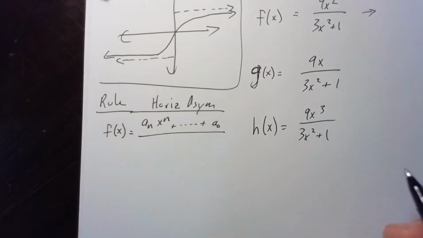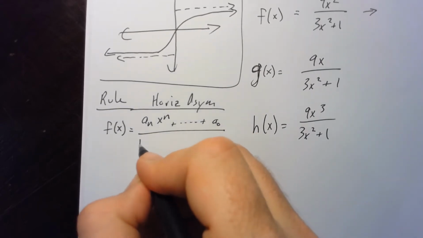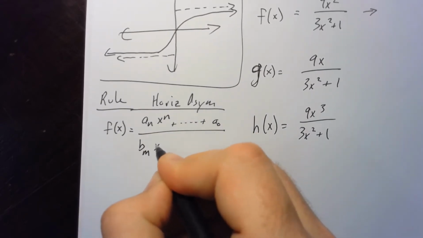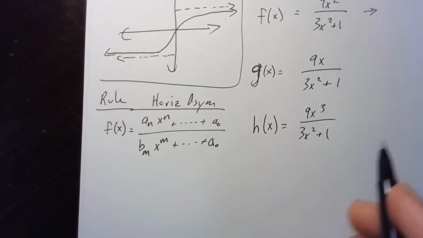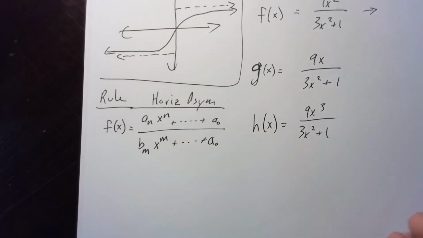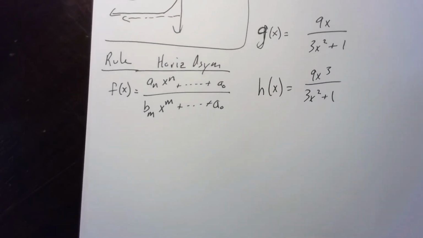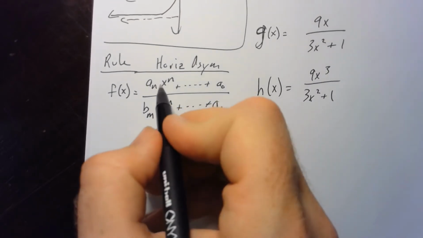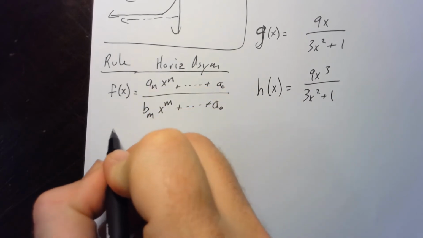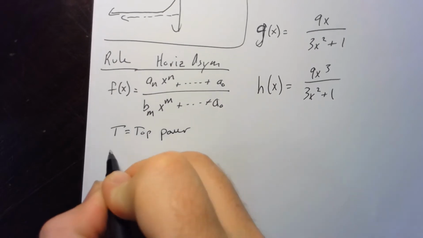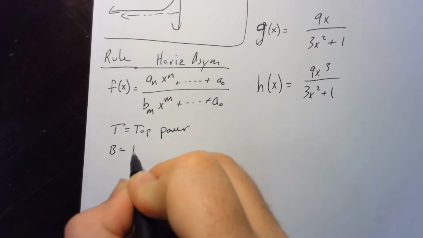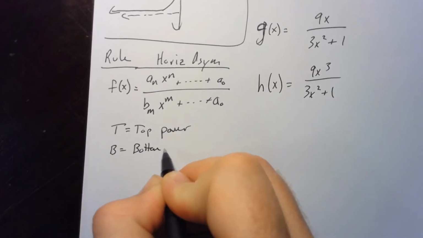And then we have another polynomial in the denominator of this function. We're going to call it b sub m, x to the m, plus values until I get to b sub 0. Now, it might be more beneficial for us to use different things to identify the n and the m. We could just say, what's the top power? I'm going to say t is equal to the top power, the largest power on top, and b is equal to the bottom power, the largest power on the bottom.